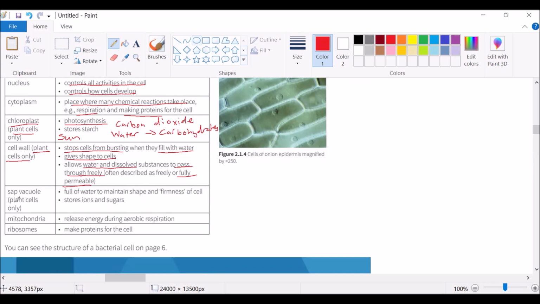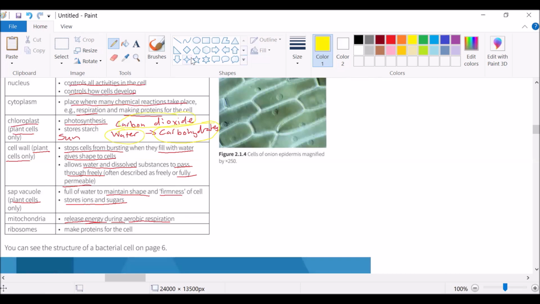The sap vacuole, which is present in plant cells only, is full of water to maintain the shape and firmness of the cell. It is also responsible for storing ions and sugars. The mitochondria is the site where energy is released during aerobic respiration. It is present both in plant and animal cells and uses carbohydrates as a source of energy and breaks them down into carbon dioxide and water.